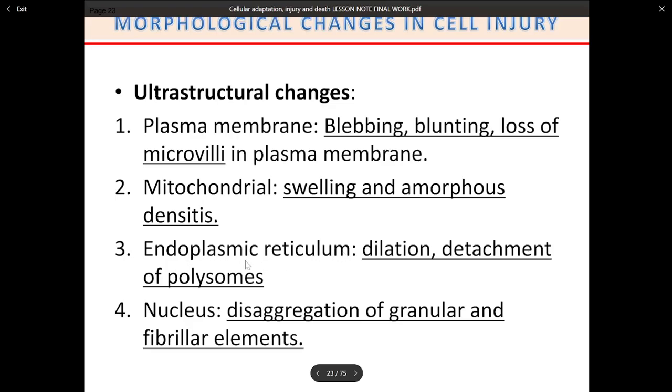Endoplasmic reticulum, another area within the cell, ultrastructure, is endoplasmic reticulum. There's dilation, detachment of the polysome. Of course, the nucleus, there's degradation of granular and fibrillar elements.